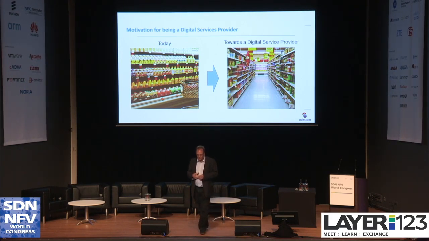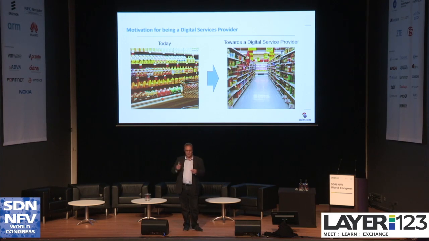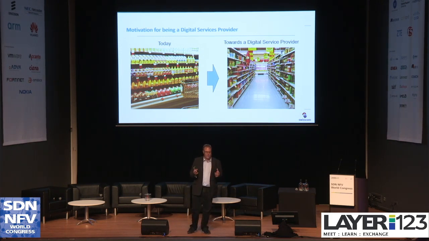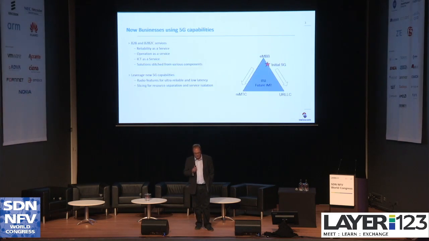Where we really want to go to is that we want to be more of a digital service provider. We want to be adding different types of services, and that's the picture on the right, where you have different types of products in our shop, in a digital shop naturally. So if we want to do that, the question is, what do we need from a technological perspective? That's where we want to go, and that's why we want to have certain things happening.